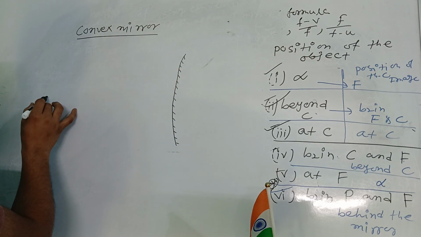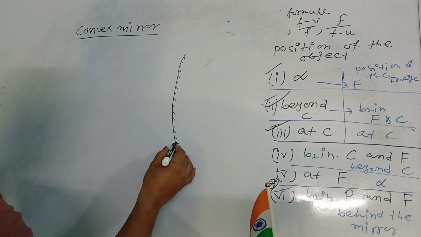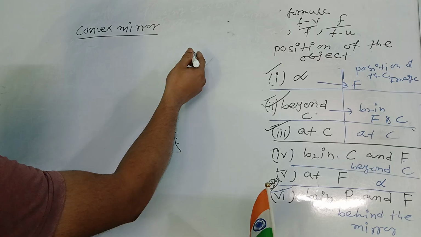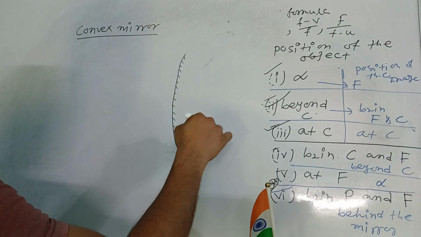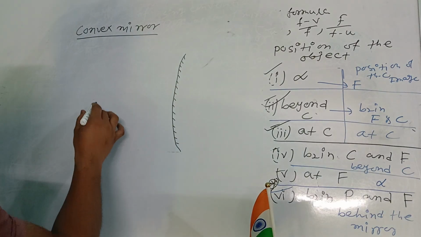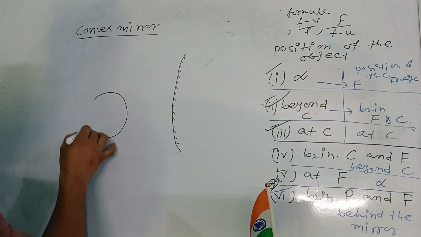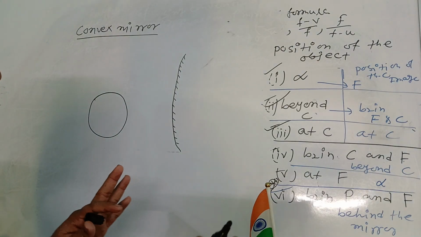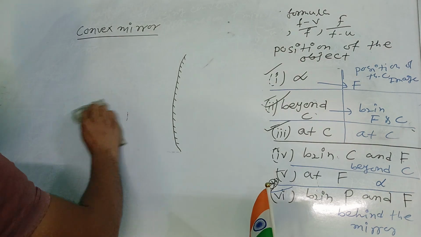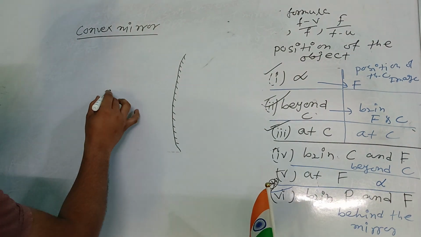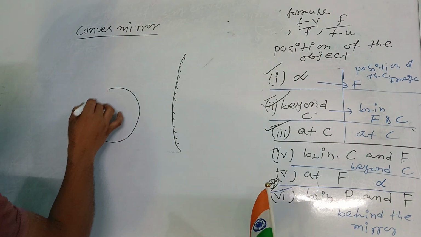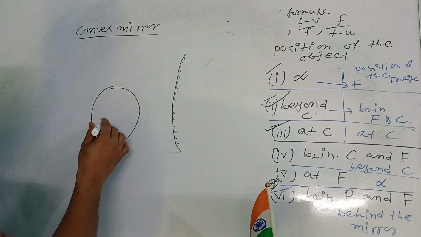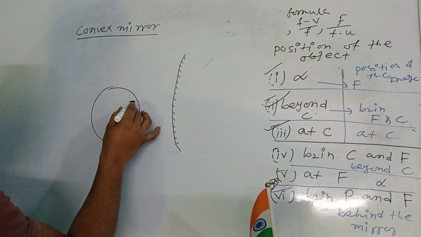This is a spherical mirror, but see, it is bent along that side, this type of curvature. If I draw one circle, consider the sphere, and this is a transparent material, made of transparent glass. Now this is the center.